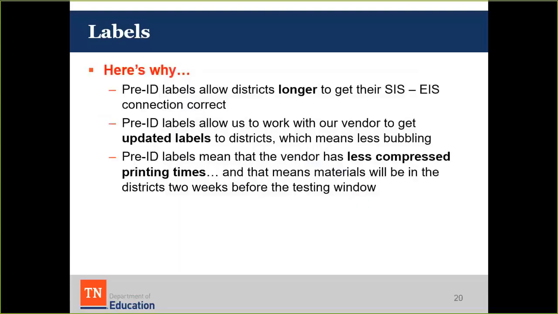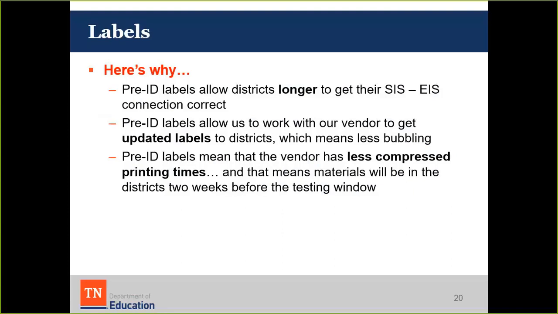Number one, pre-ID labels allow districts longer to get your SIS-EIS connection correct. As many of you know, the original date for this was January 31st. Because of using pre-ID labels, we've been able to push that out to the 15th and give you guys essentially another half a month to be able to get some of this done.